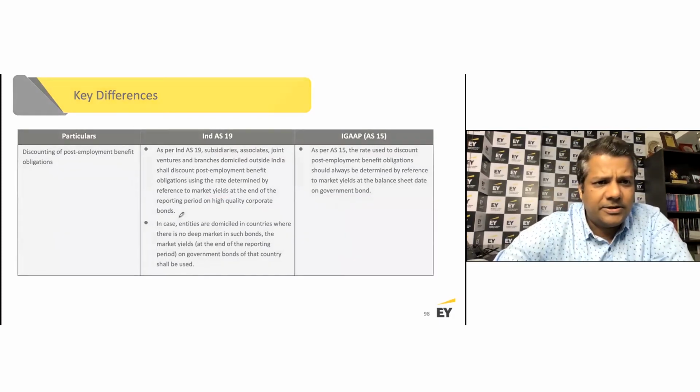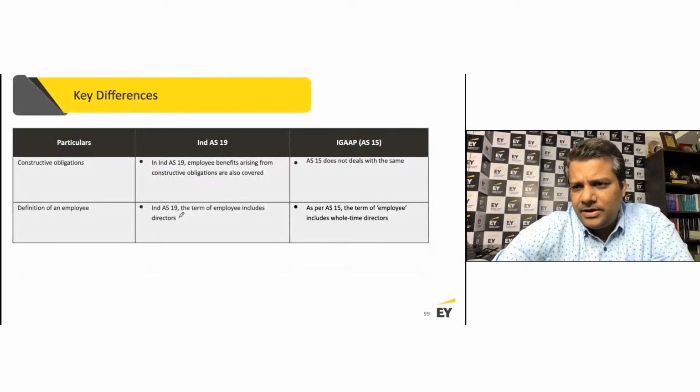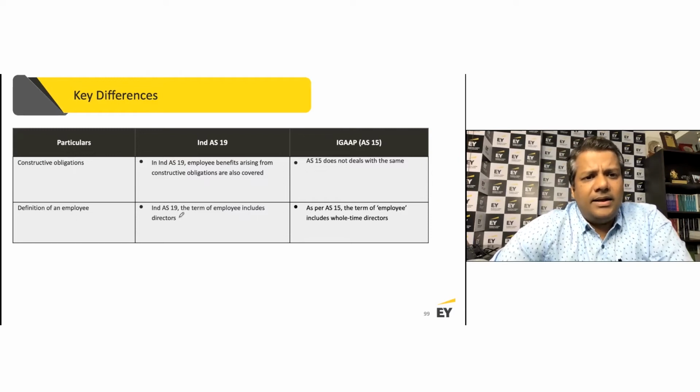A few more: Ind AS 19, similar to Ind AS 37, also talks about constructive obligations, and you need to provide for them as well. AS 15 does not deal with constructive obligations; that concept is not there under Indian GAAP. And then, under Ind AS 19, the employee definition includes directors, and here only whole-time directors are included. So that's a subtle technical nuance between Ind AS 19 and AS 15.